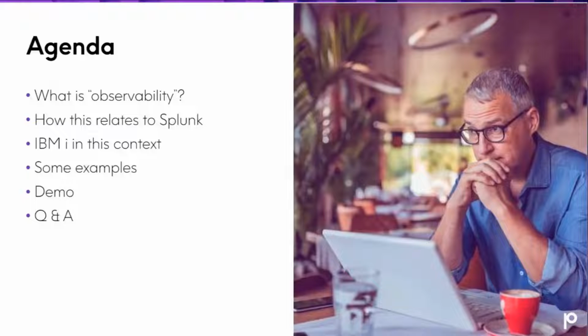I'll start by giving you some grounding in observability, because it's a relatively new term. Not everybody's 100% certain what it means, certainly from people I've been speaking to. And we'll be answering questions like, what is it? Why does it matter? And what does it give me? We'll look at how observability relates to Splunk. And it clearly can relate to many other things as well. But we'll also be putting this into the context of the IBM i with some examples.